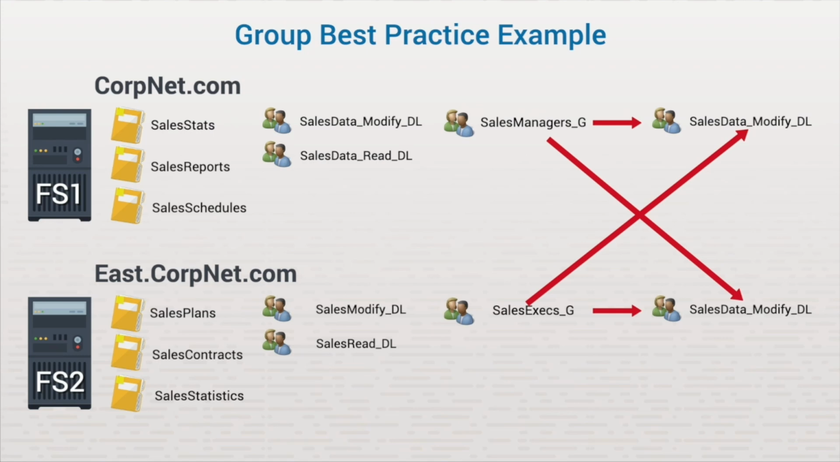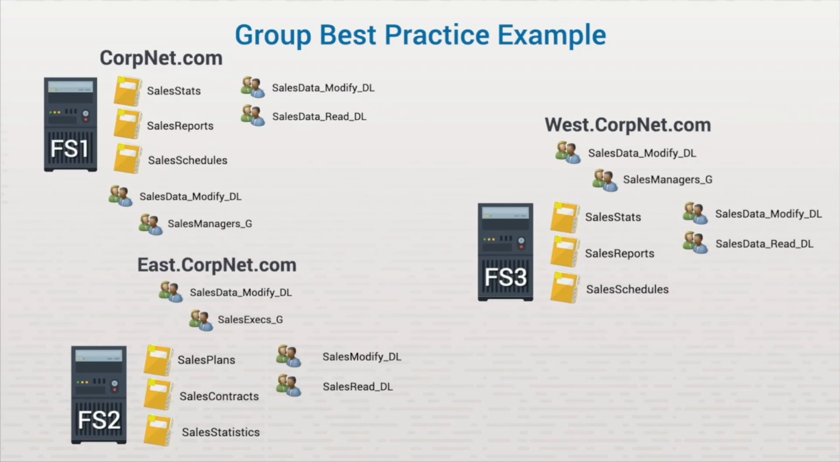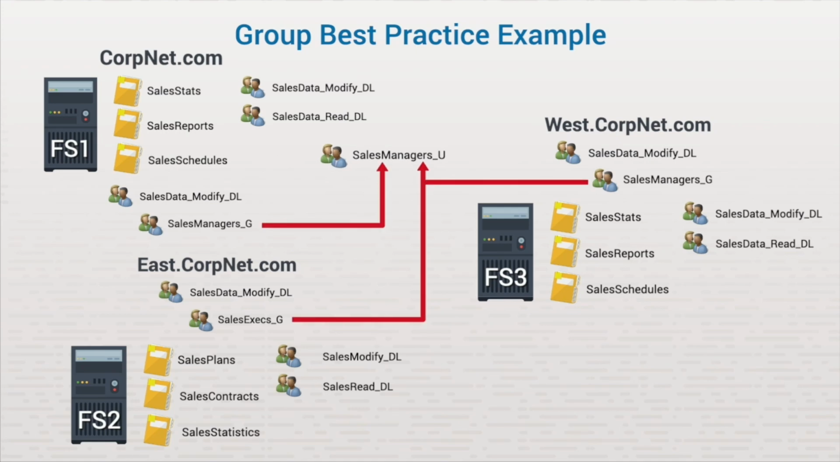This process works even better if you have more domains and add in universal groups. Let's add west.corpnet.com. We want to ensure that all managers in every domain can edit all shares no matter how many domains we add. So we create a universal group, Sales Managers Universal. We put all the sales managers global groups into the universal group and put the universal group into the domain local modified group. And we're done. So every domain has 2 clicks for everyone to have the correct rights.